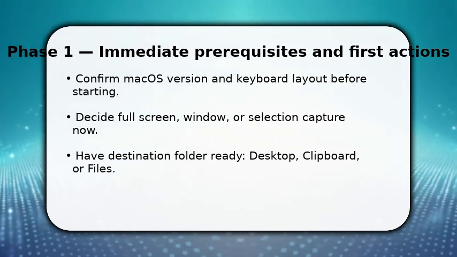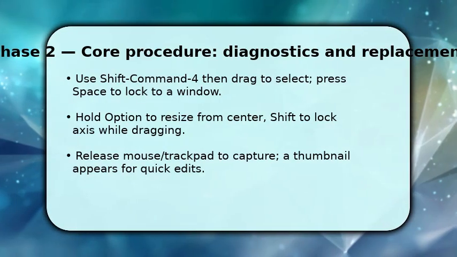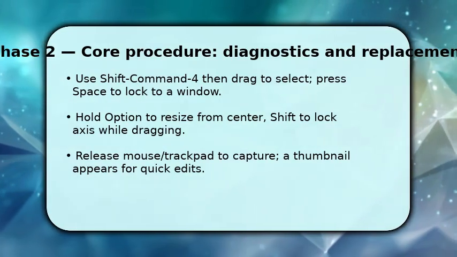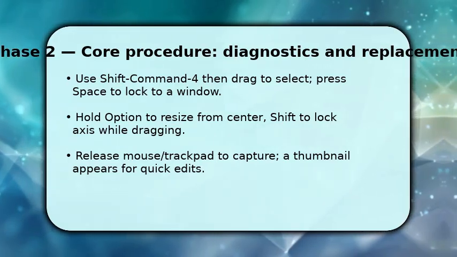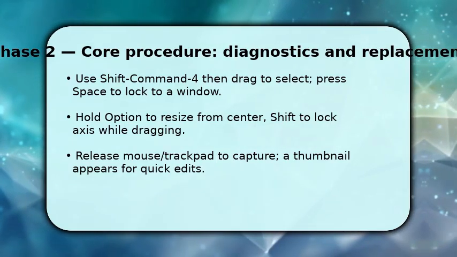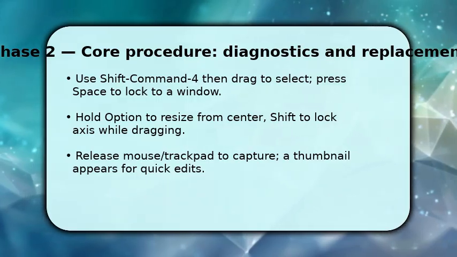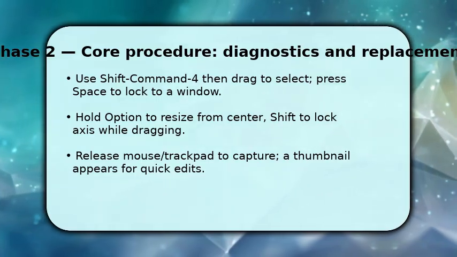Now you perform the precise capture. After Shift-Command-4, click and drag to outline the area. Hold Option to resize from the center or Shift to lock horizontal or vertical movement. If you press space, you switch to window mode. Hover over the window, then click to capture it.